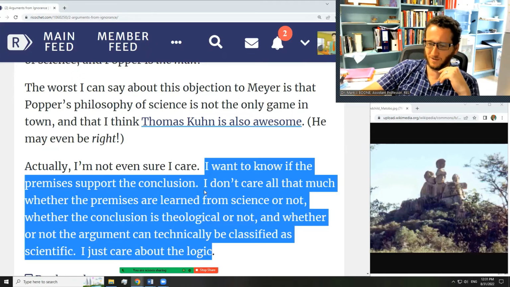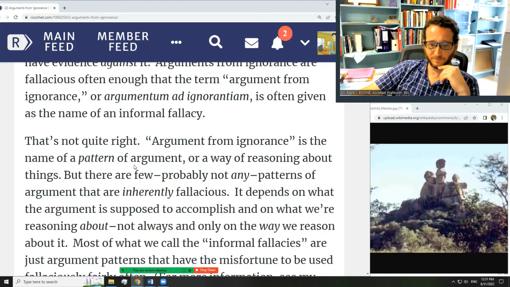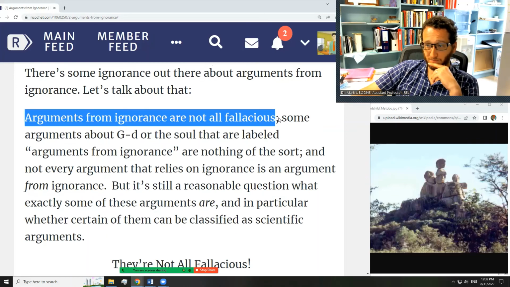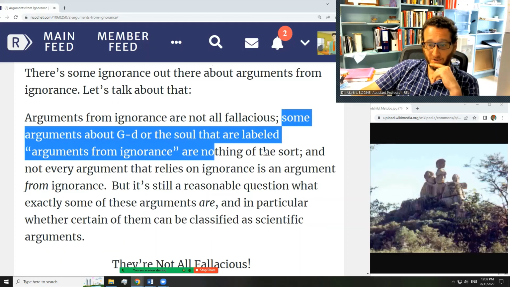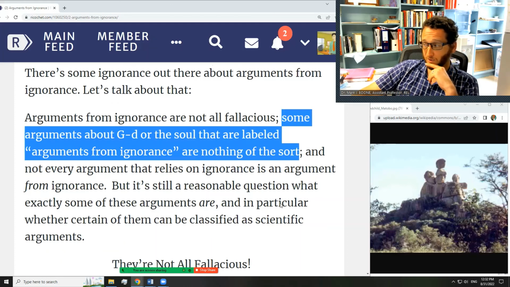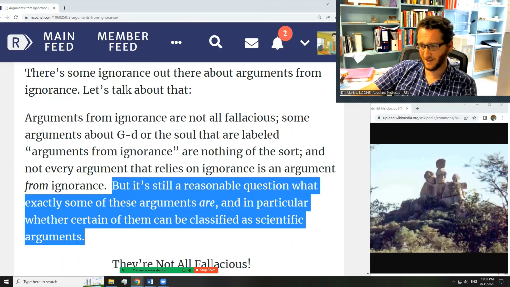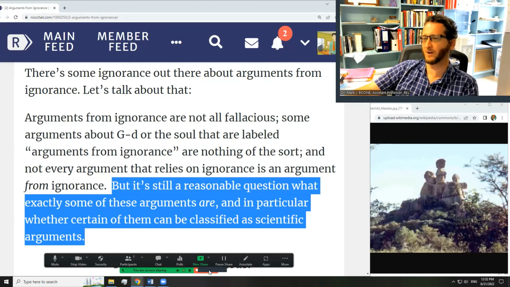I'm trying to clarify some things about arguments from ignorance. They're not all fallacious. Some are interesting and good, or at least debatable. Some things that are labeled arguments from ignorance, like anything supposedly a God of the gaps argument, is probably nothing of the sort. At any rate, I don't think I've seen it. Not every argument that relies on ignorance is an argument from ignorance. Keep that in mind. But that doesn't mean these are all good arguments. You still have to investigate them, and you can still ask questions of some of them. What kind of argument are they? Philosophy, science, something else?